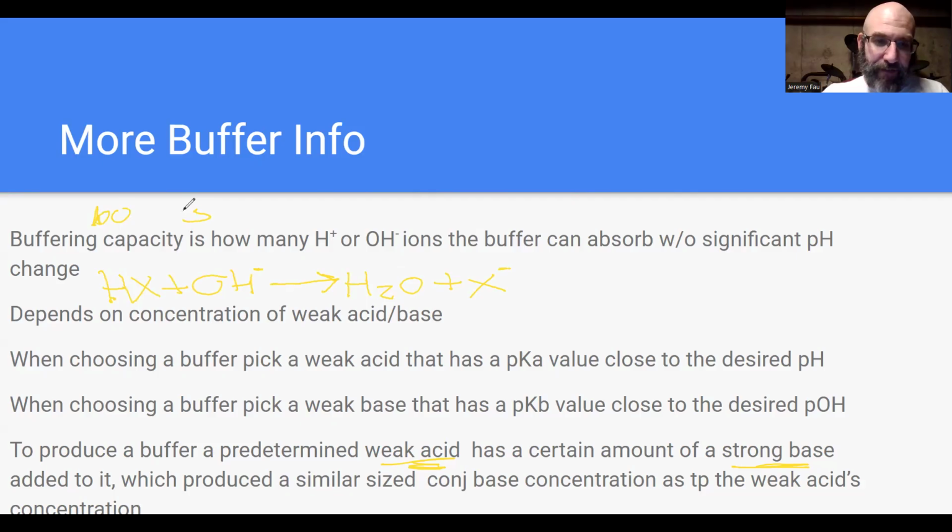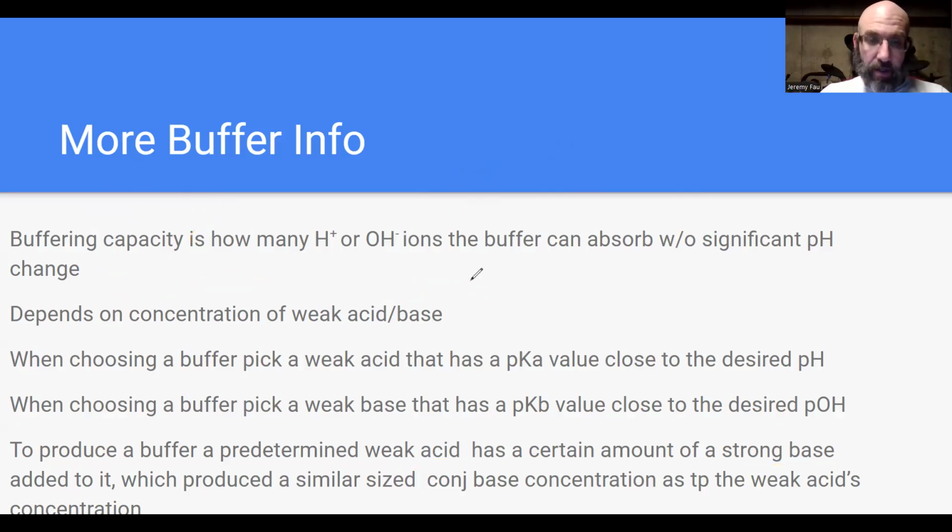If I add 50 of the base, remember, these don't start as anything. Well, when this reaction goes to completion, all of this is gone. This drops to 50, and this goes up to, in this case, 50. Notice now, X minus and HX are the same. That's the best way to do a buffer, because now you have the maximum capacity to buffer, and your ratio of HX and X minus are the same.